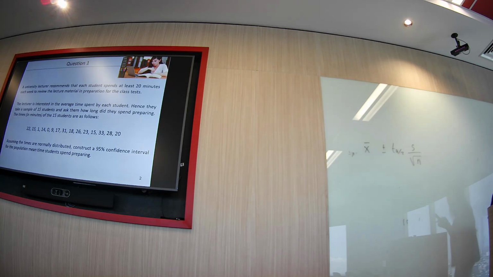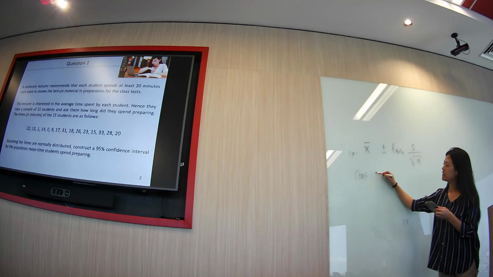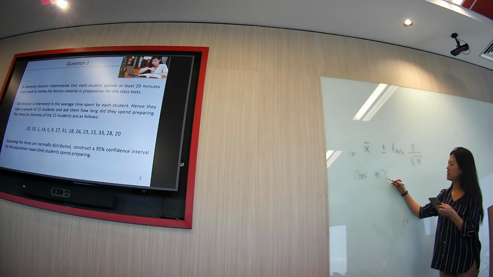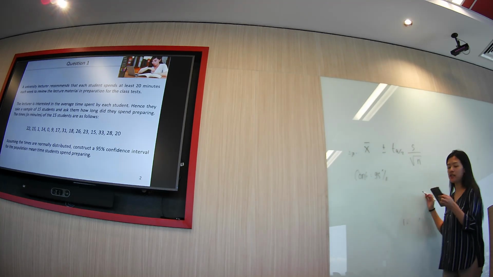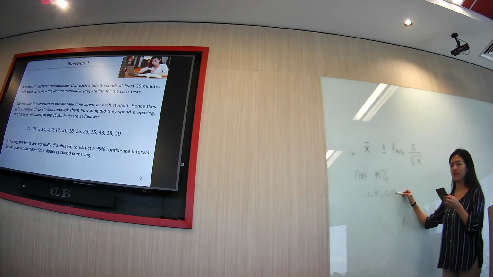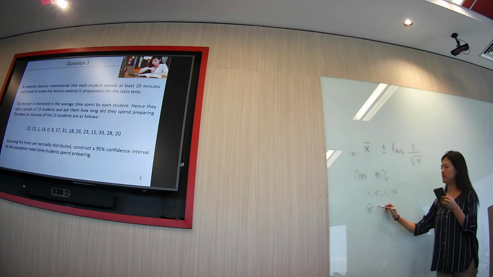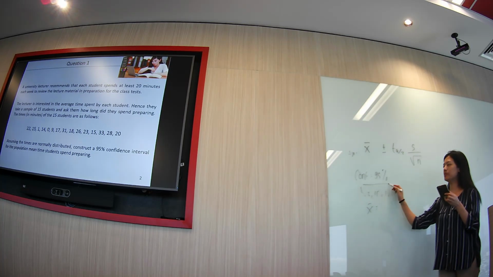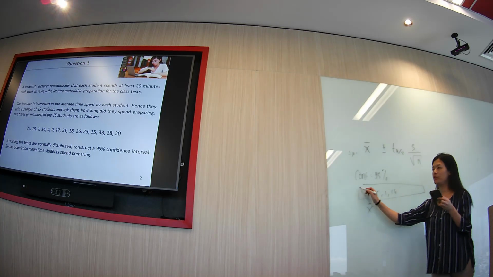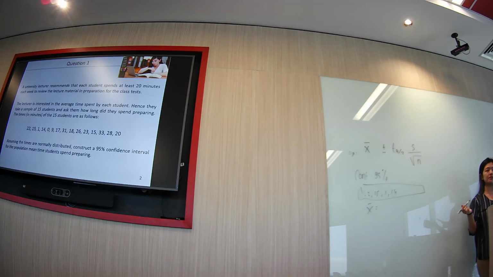So we know that the confidence interval is 95%. This is what we know, and we know some data, right? 22, and then 15, 1, 14, and so on. So you have to find the x bar first. What is the average value of these numbers? Maybe you can help me find the x bar, the average value of the sample.